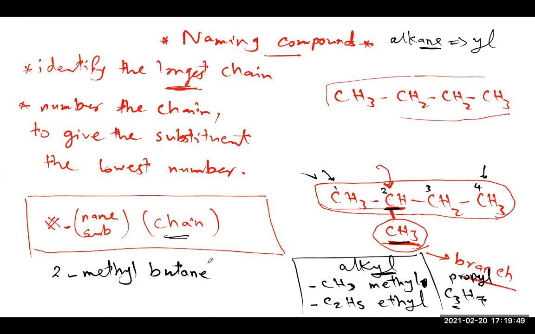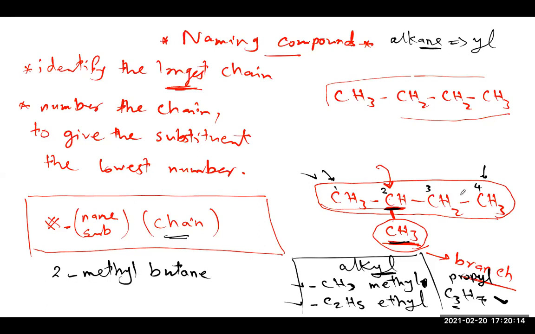Again, what we did here, first we chose our chain, and then we numbered the chain to give the substituent the lowest number. Your substituent will always be one of these: methyl, ethyl, or propyl. Methyl if you have only 1 carbon, CH3, ethyl if you have 2 carbons, and if you have 3 carbons, it will be propyl. So the name of the substituent is methyl, so it will be 2-methyl.